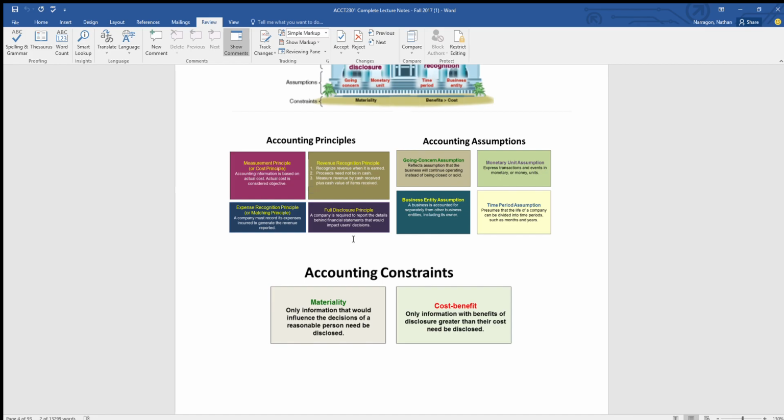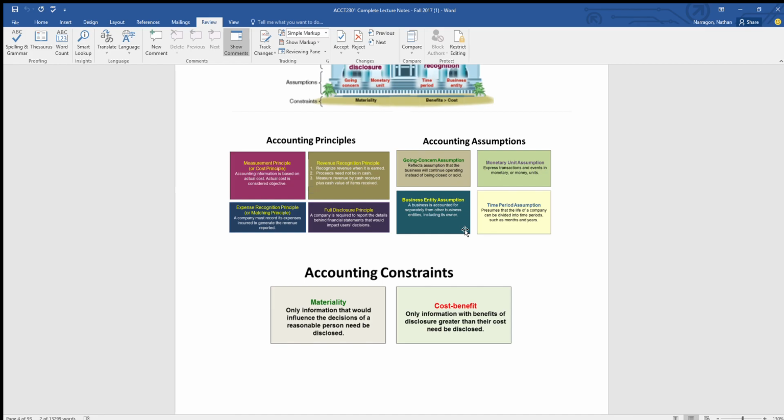Next one is business entity assumption, where the business is accounted for separately from other business entities, including its owner. Basically, we assume that this is what the business is. It could be an S Corp, C Corp, LLC, sole proprietor. We don't know. We just assume when we get it, but we usually figure this one out a little bit later on.